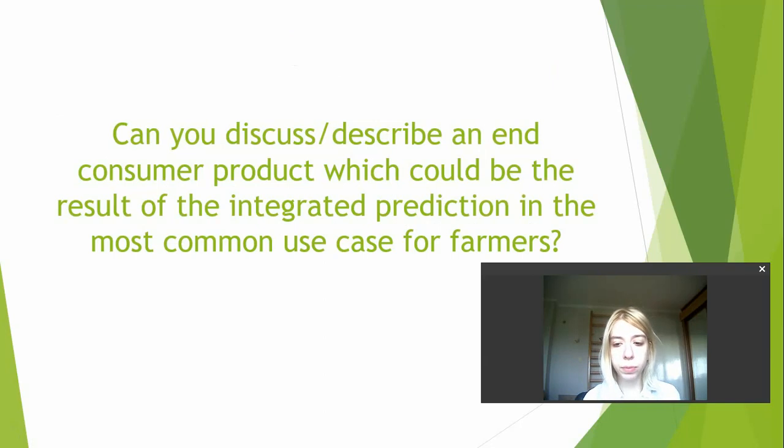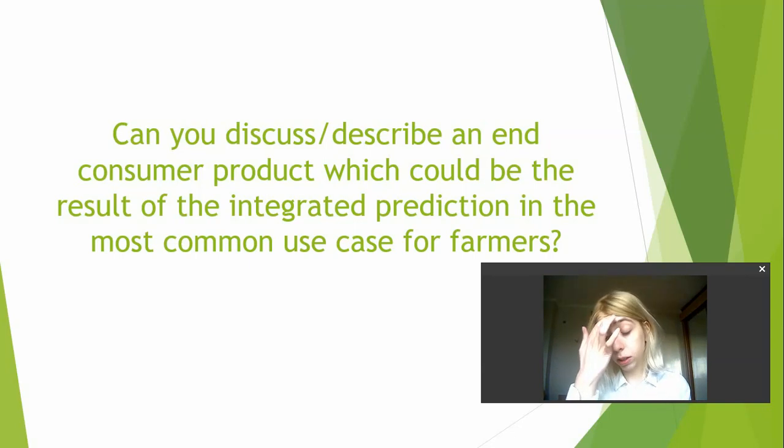So the question that we got is the following: can you discuss or describe the end consumer product which could be the result of the integrated prediction in the most common use case for farmers? As I already said, it is a part of a larger web platform, but also it will be a part of the smartphone application for the same web platform.